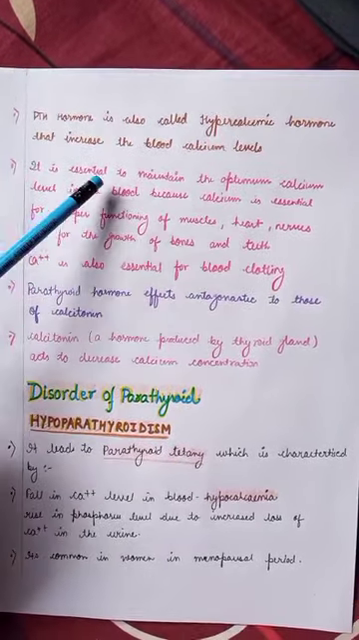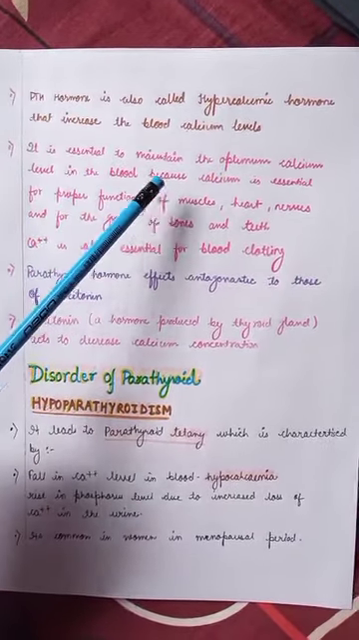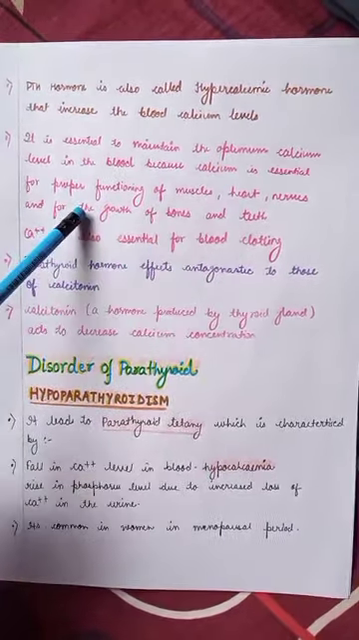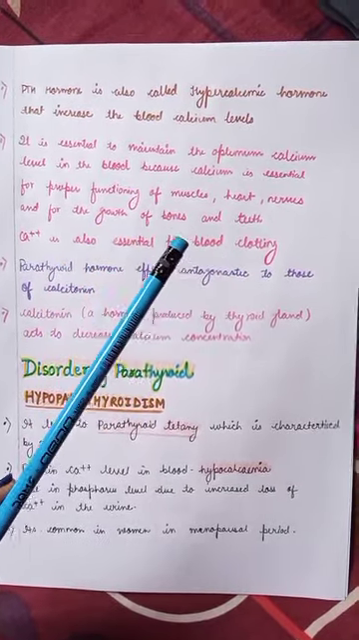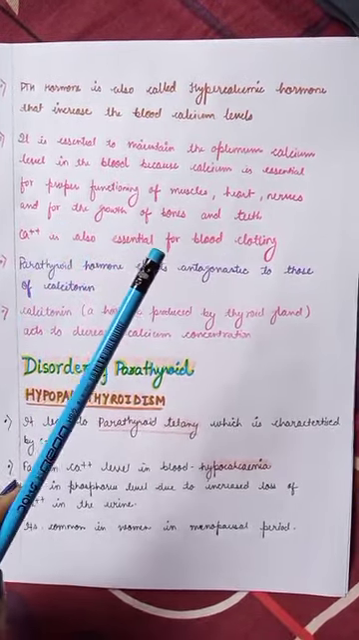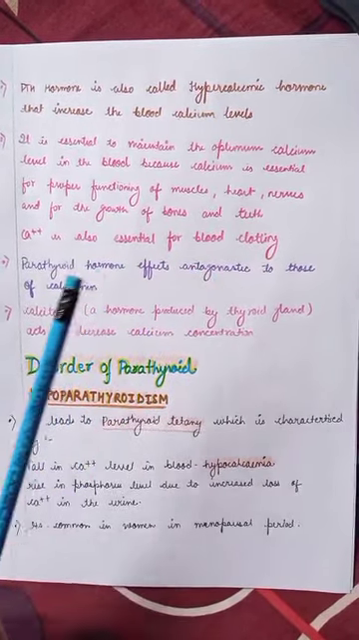Next we can see PTH hormone is also called hypercalcemic hormone that increases the blood calcium level. It is essential to maintain the optimum calcium level in the blood because calcium is essential for proper functioning of muscles, heart muscles, nerves, and for the growth of bones and teeth. Calcium is also essential for blood clotting.